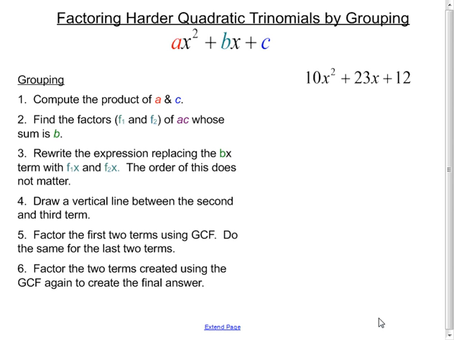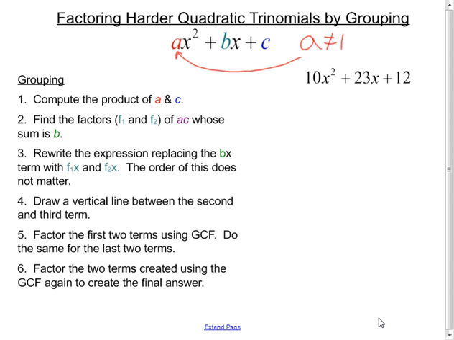In this video, we're going to take a look at factoring quadratic trinomials using a method called grouping. I refer to these as harder quadratic trinomials. They're of the form ax squared plus bx plus c, and what makes them harder than other quadratic trinomials is that a is not equal to 1. So the multiplier, or coefficient, in the first term will be something other than 1.